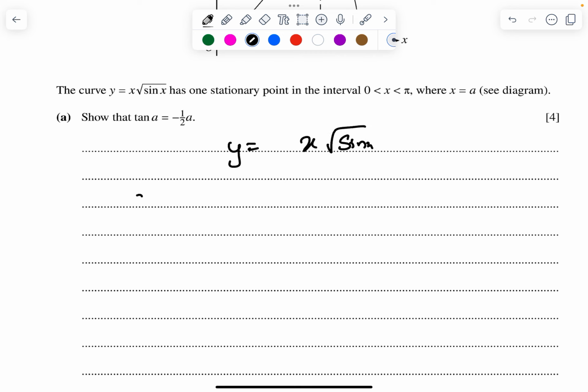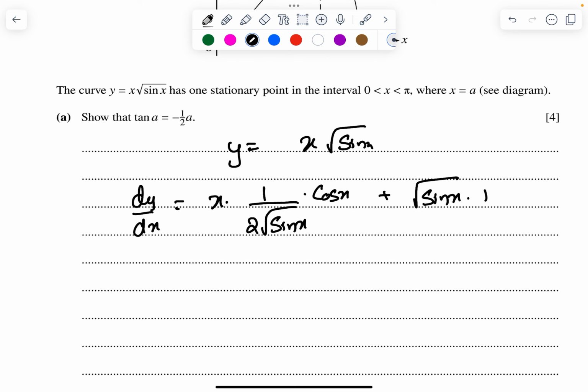So I will be differentiating with respect to dx. X as it is, the derivative of square root of sin x is 1 over 2 square root of sin x times the sin x derivative, which is nothing but cos x. Plus square root of sin x as it is, and x derivative is going to be nothing but 1. So what am I going to get now?